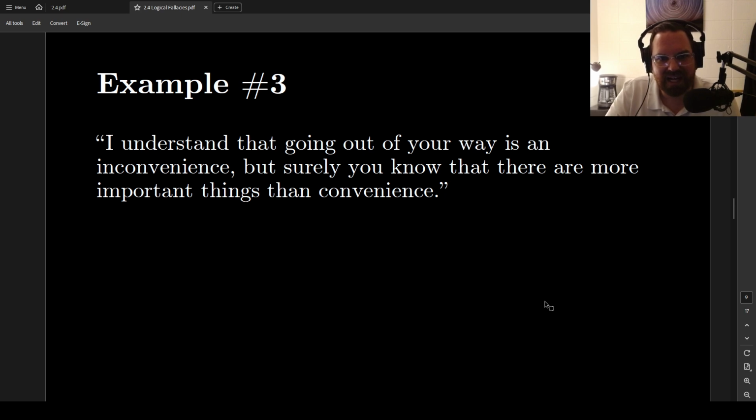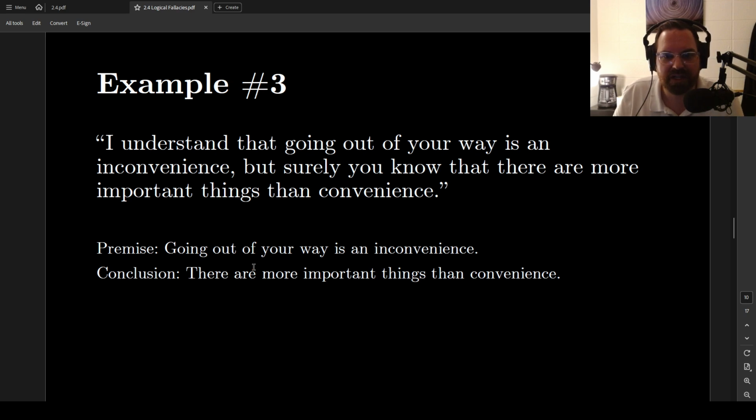Number 3. I understand that going out of your way is an inconvenience. But surely you know that there are more important things than convenience. That's insanely manipulative. Just point that out. All right, here's the premise. Going out of your way is an inconvenience. Therefore, if going out of your way is an inconvenience, then there are more important things than convenience, right? If you think about if-then statements, it makes it a little more straightforward in terms of your approach and understanding the difference between a premise and a conclusion. Okay, if then.